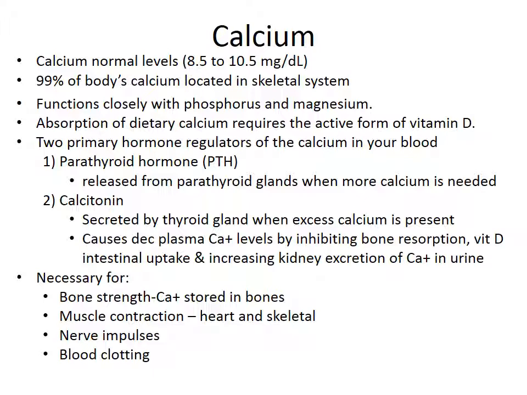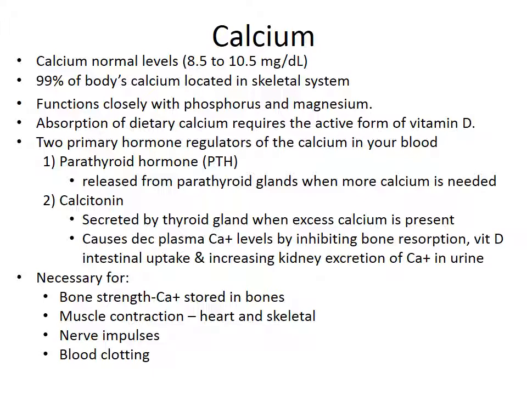One is parathyroid hormone, or PTH, which when released from the parathyroid glands, produces more calcium if needed, and calcitonin, secreted by the thyroid gland when excess calcium is present. It causes decreased plasma calcium levels by inhibiting bone reabsorption and vitamin D and intestinal uptake, and increasing kidney excretion of calcium in the urine.